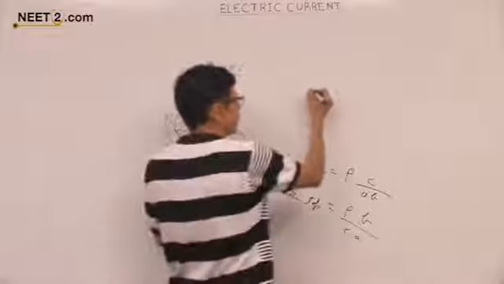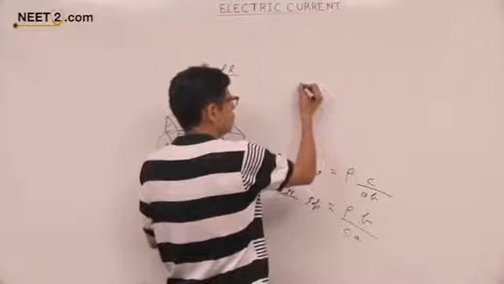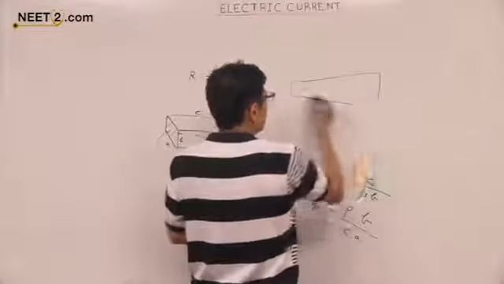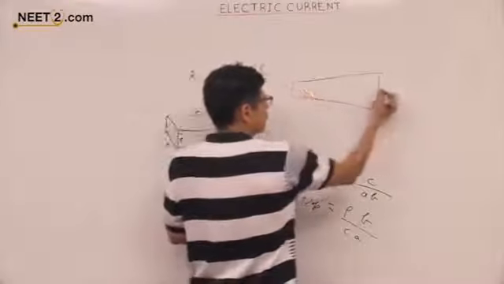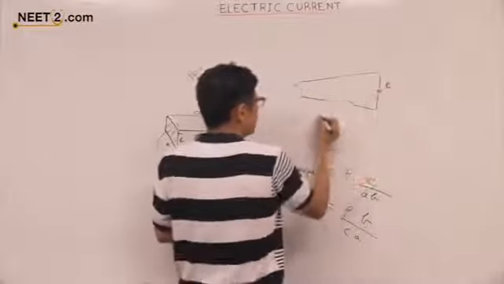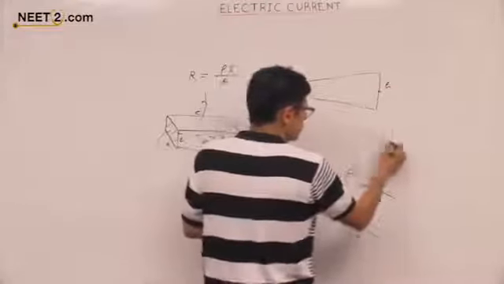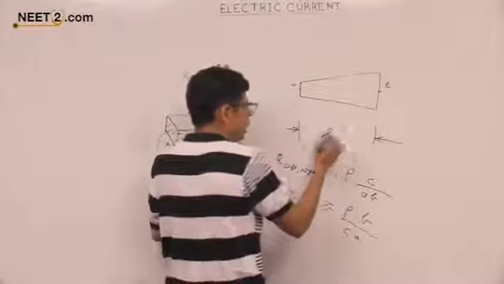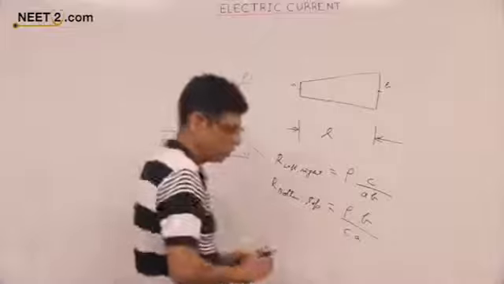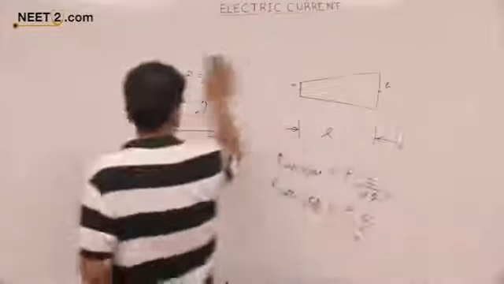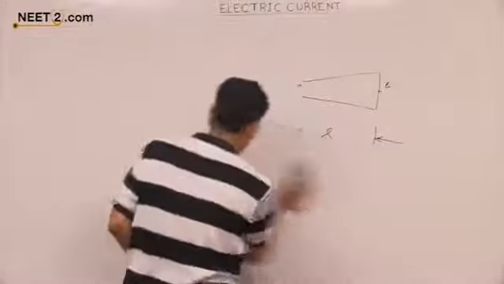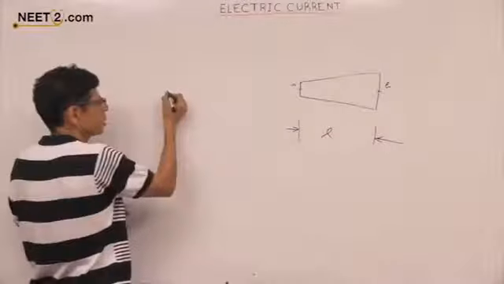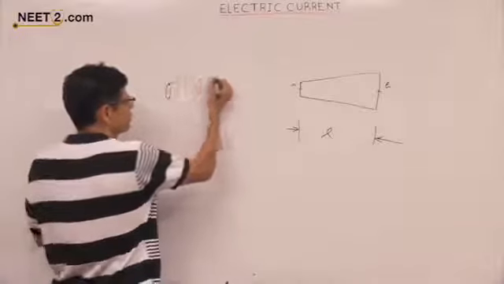Okay, now let's look at another question. In this question, we have the radius of this is A, the radius of this is B, the length of this is L. And this is, let me show you maybe a three-dimensional diagram of this. This object is a frustum of a cone like this.